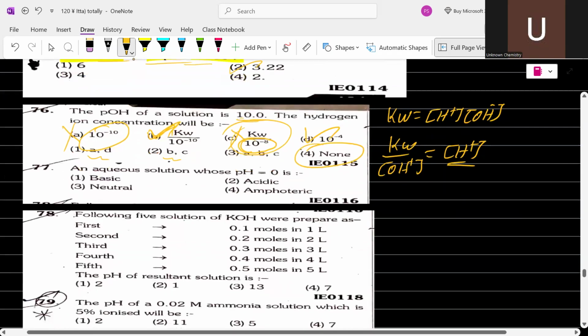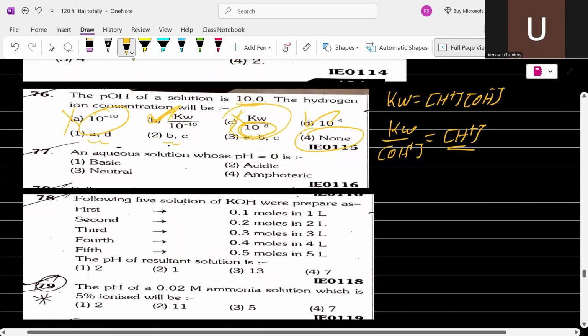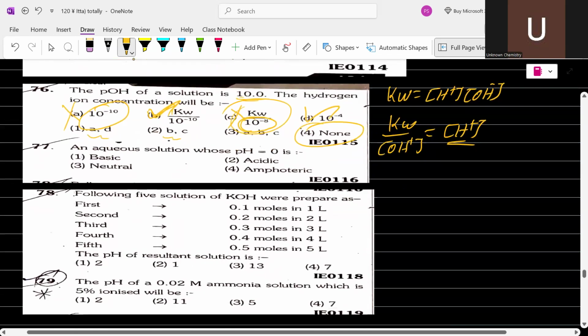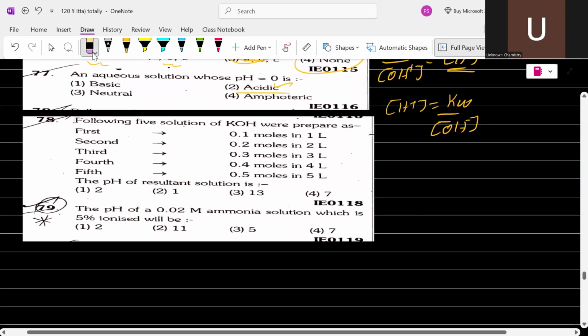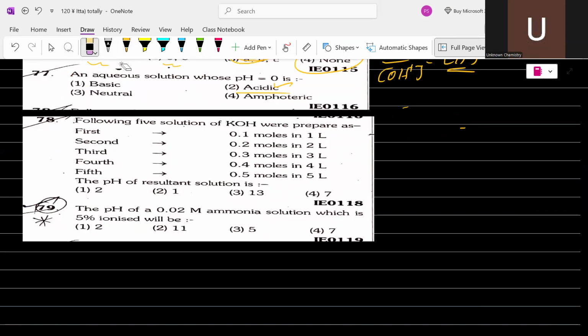Right? Now let's see the next question. Why can this not be the answer? Because here H plus will be equal to Kw upon the concentration of OH minus, and OH minus is given as 10. Next question. An aqueous solution whose pH is 0. pH 0 is an acidic solution. pH 0 is the lowest pH acidic solution. Everyone, let's solve the next question.